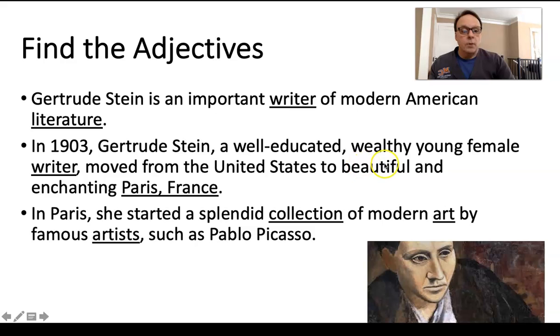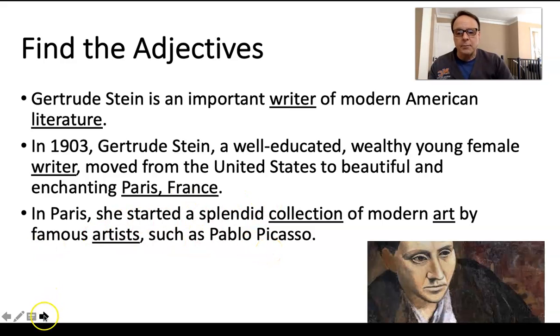How is Paris, France? Well, it's beautiful and it's enchanting. So these are two adjectives modifying Paris, France. In Paris, she started a splendid collection of modern art by famous artists such as Pablo Picasso. So she started a collection. What kind of collection? Splendid. Of art. What kind of art? Modern. So again, you'll notice generally we've got these adjectives preceding, being before the nouns that they modify, by famous artists such as Pablo Picasso.